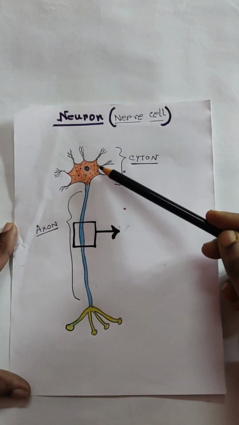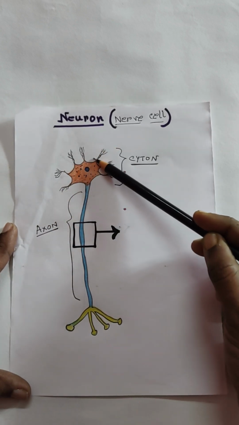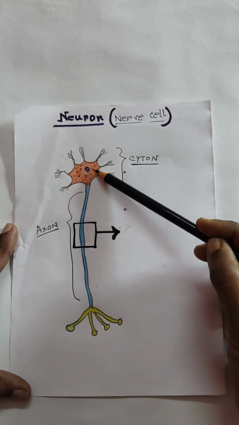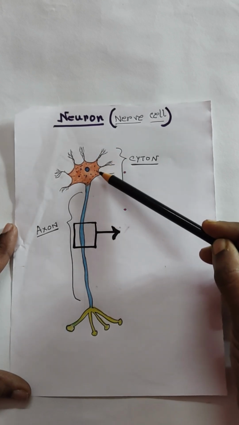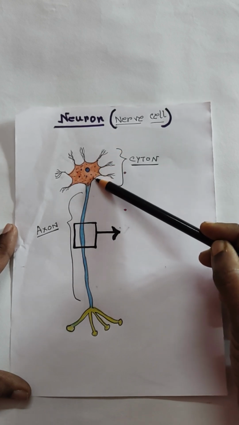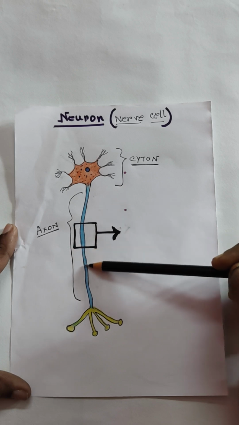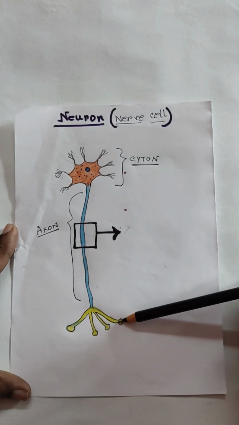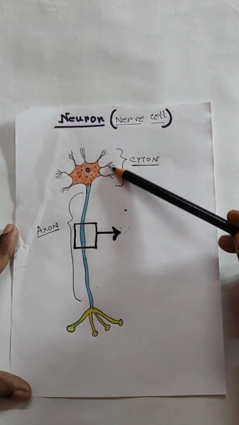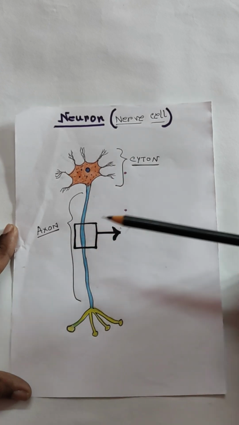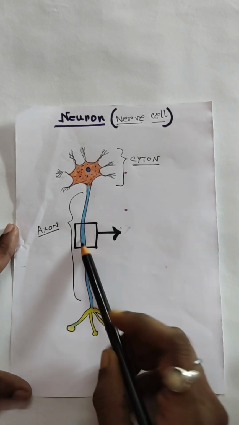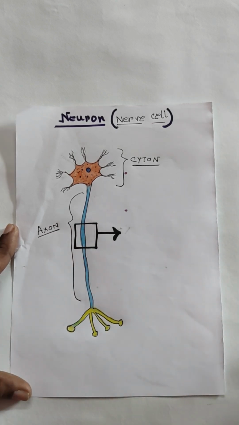The impulse is actually received by these dendrites. These hair-like structures are called the dendrites and this part is called dendron. So the dendrite receives the signal, the impulse, and then it is conducted by the axon and comes to the synaptic knob. So this is the neuron and the conduction actually happens through different small parts of the neuron. I am elaborating this part in my next slide.